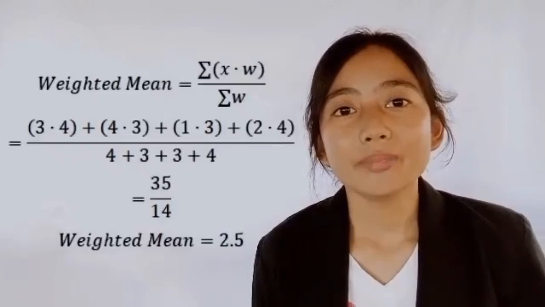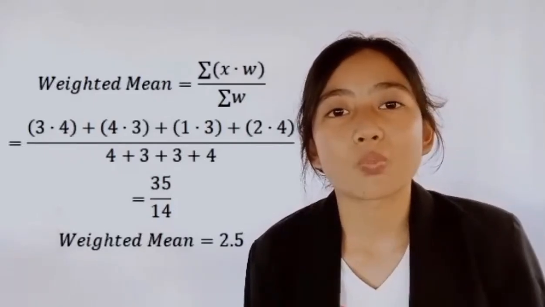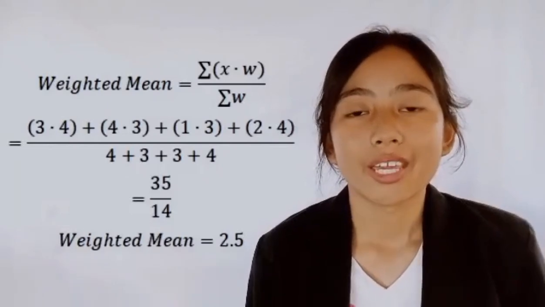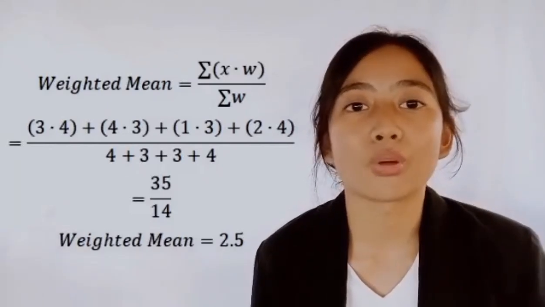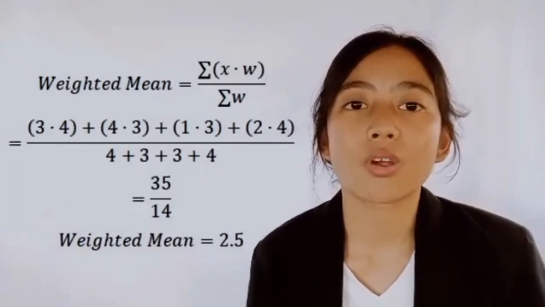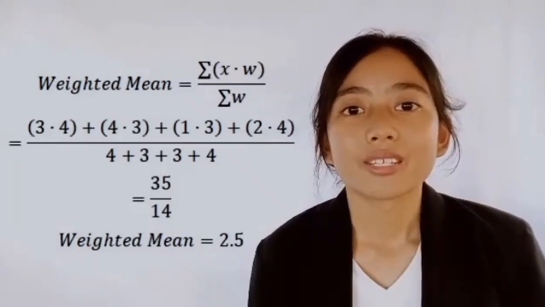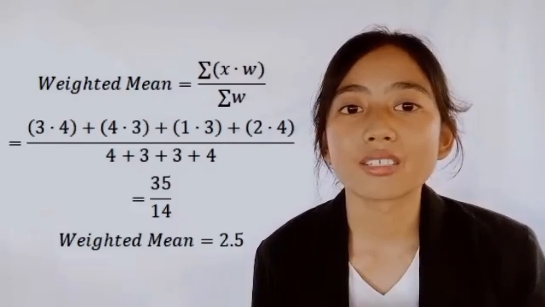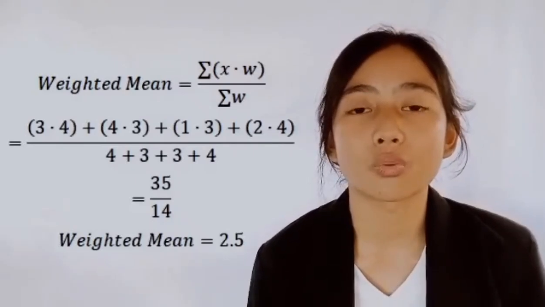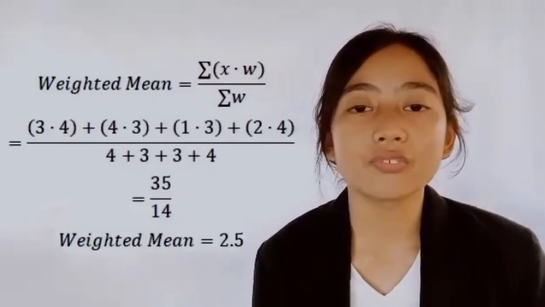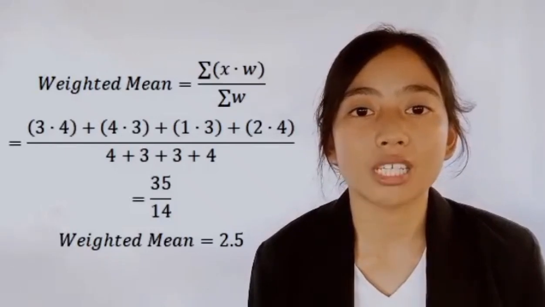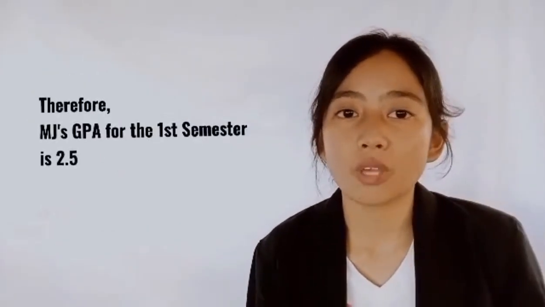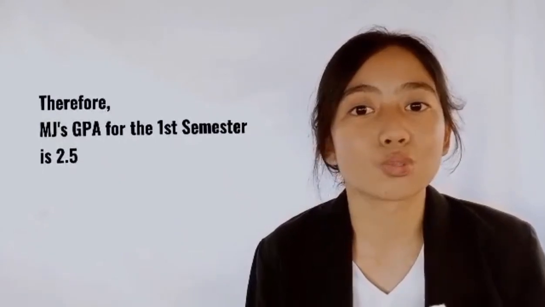Formula: weighted mean is equal to the sum of the products, obtained by multiplying each number by its assigned weight, divided by the sum of all the weights. Substitute the corresponding given values. The sum of the products is equal to 35, divided by the sum of all the weights, which is equal to 14. 35 divided by 14 is equal to 2.5. Therefore, MJ's GPA for the first semester is 2.5.